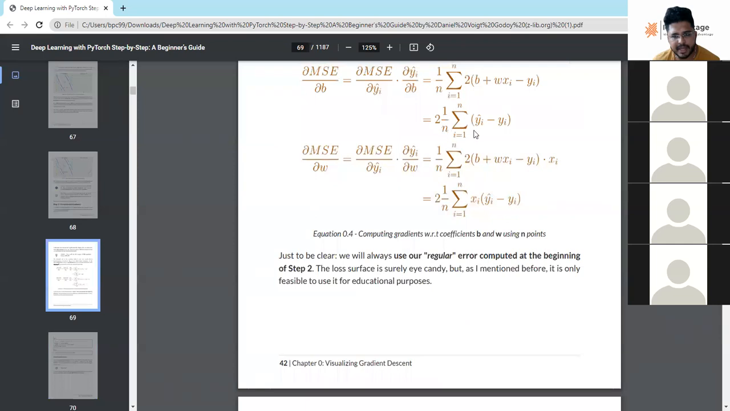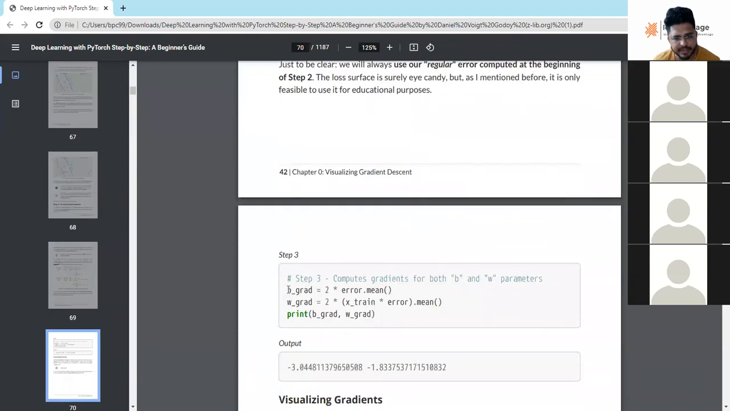2 into 1 by n, this is what? Error mean, right? So the partial derivative of loss with respect to B, keeping weight W as constant, is 2 into mean of error. That's why here we have done this. So what we did, by hand we calculated the partial derivative and then we just plugged in that formula here.